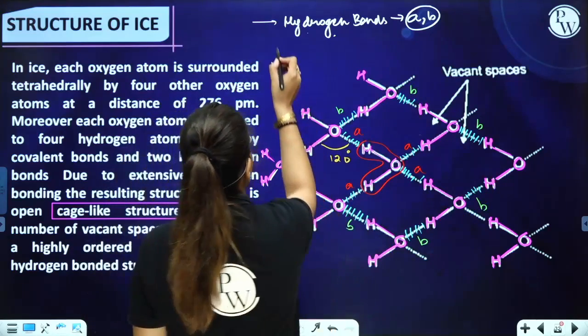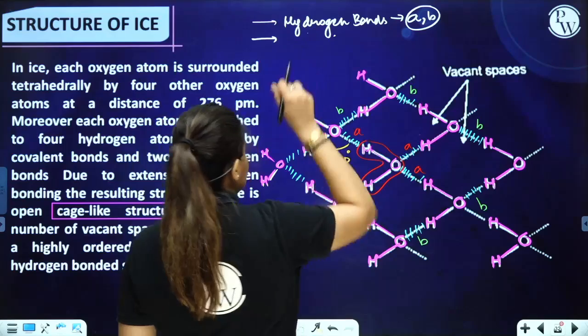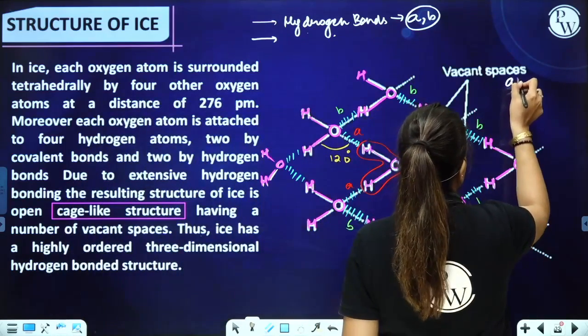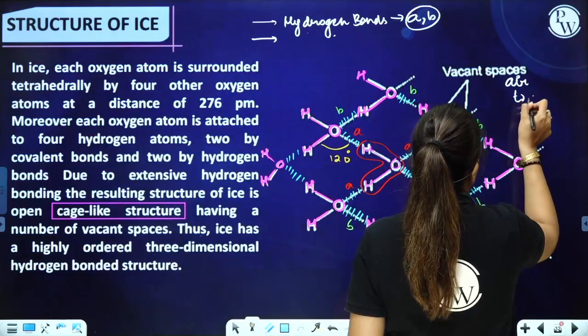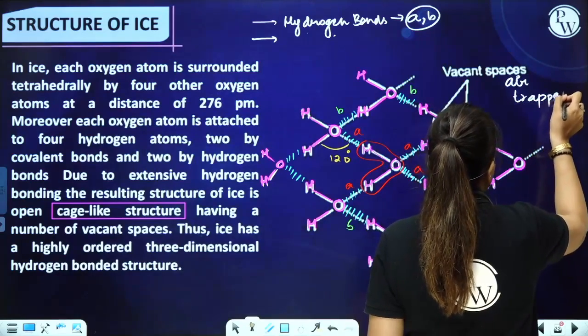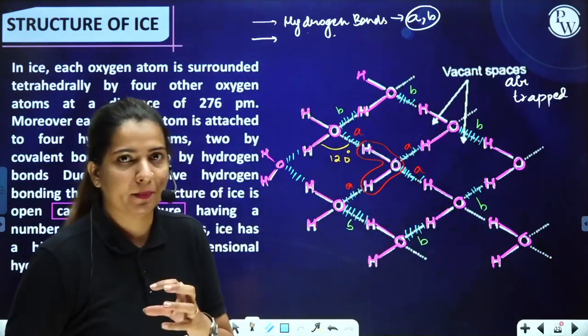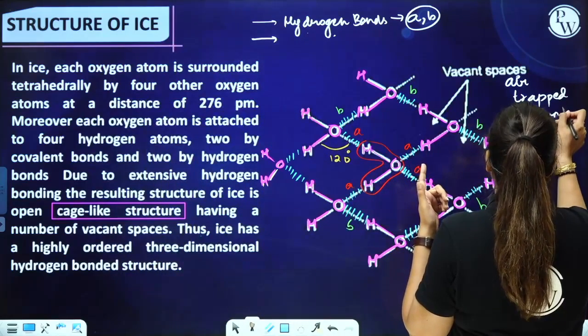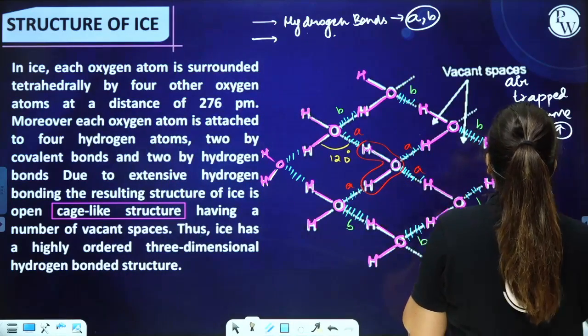This structure of ice is present in such a way that these vacant spaces have air trapped between them. Whenever air is trapped, the volume will increase.